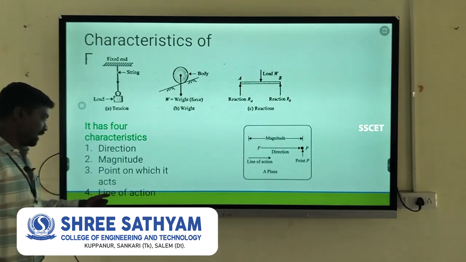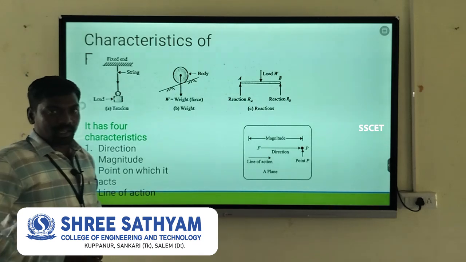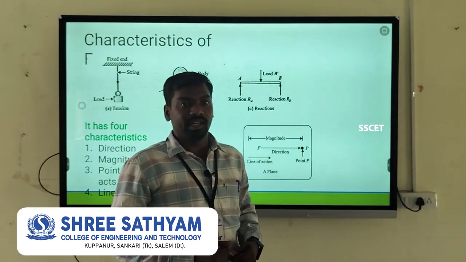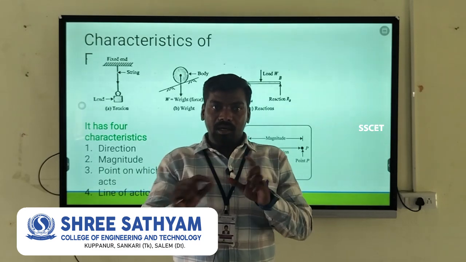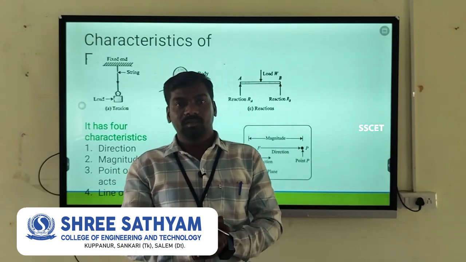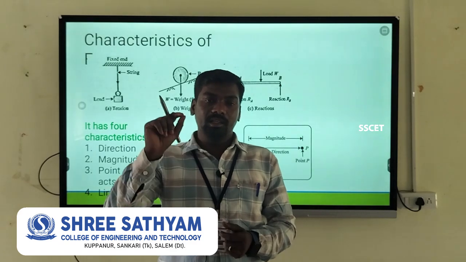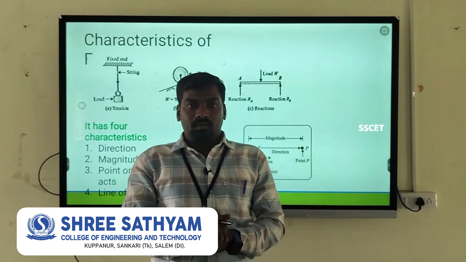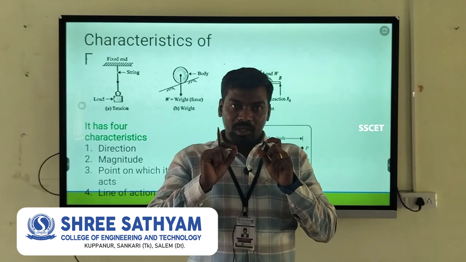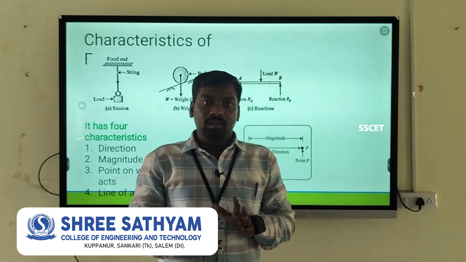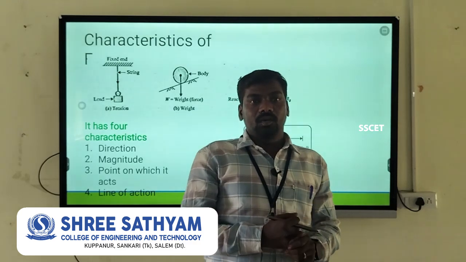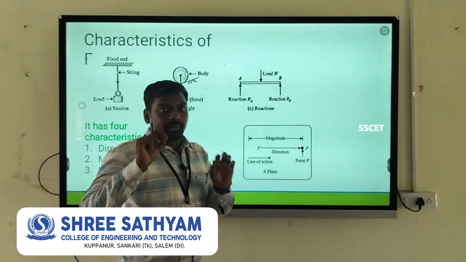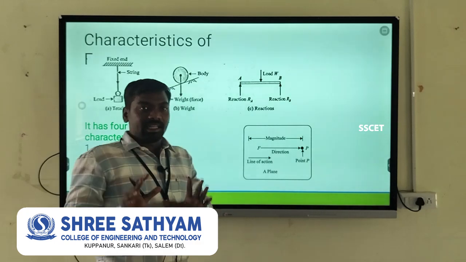And next one, line of action. What does line of action mean? The force acts only in parallel or in series. Different types of force are acting on the object. The force acts only along a parallel axis, or the force acts along a series line axis. So you clearly understood.